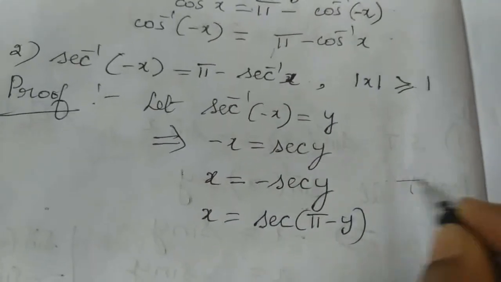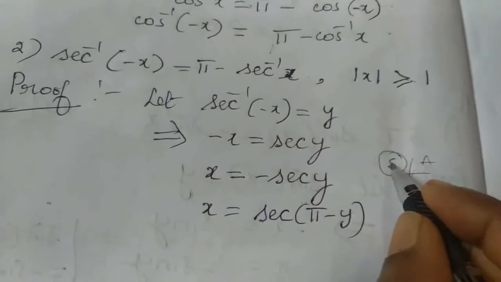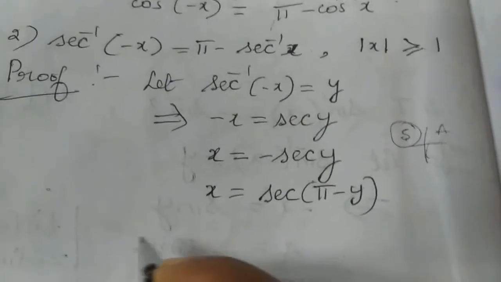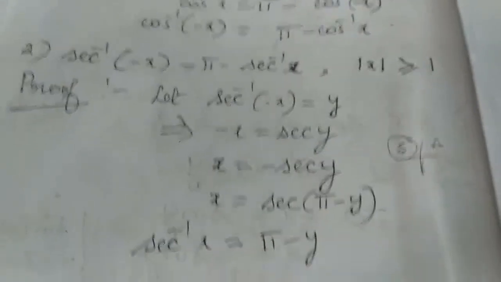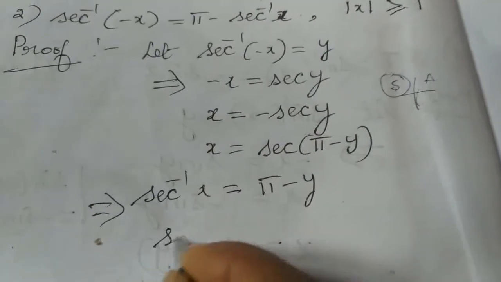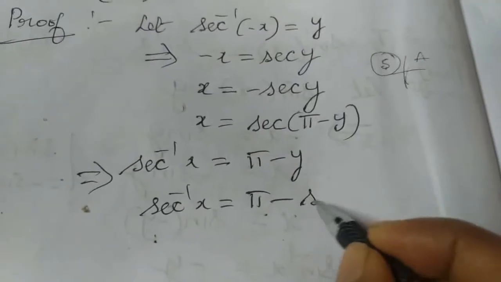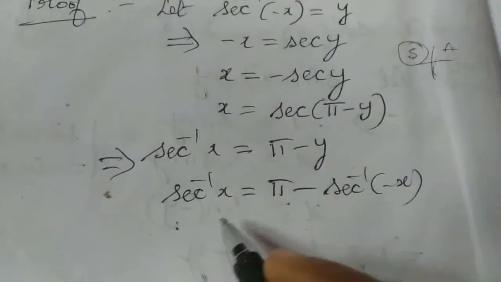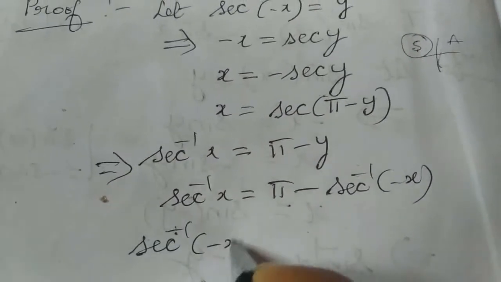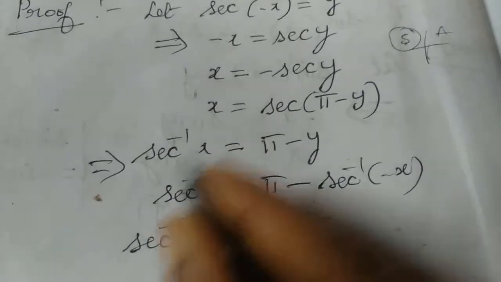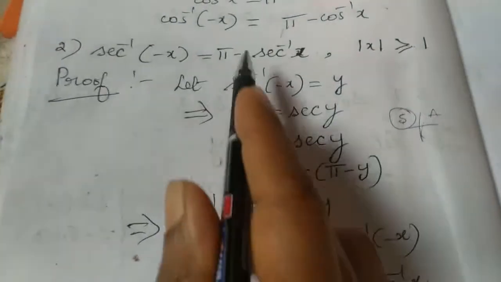You know this rule, all students: in the second quadrant, only sin and cosecant are positive. The remaining trigonometric functions are negative. Now, it is the same as secant inverse x is equal to pi minus y, which means secant inverse of minus x. Next, I will write this term here. It becomes positive. Secant inverse of minus x is equal to pi minus secant inverse x. This is the required proof.